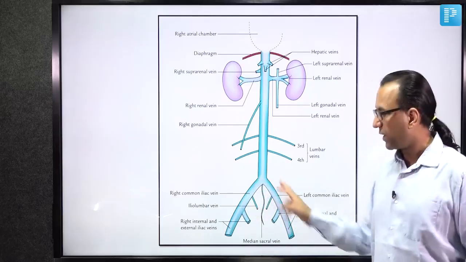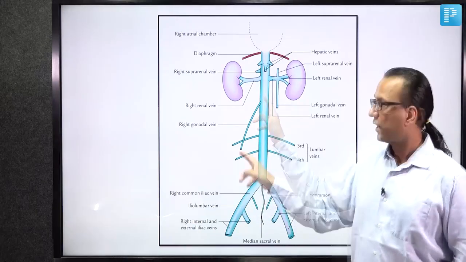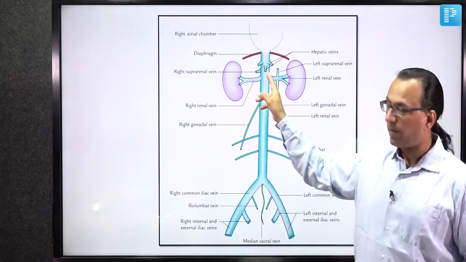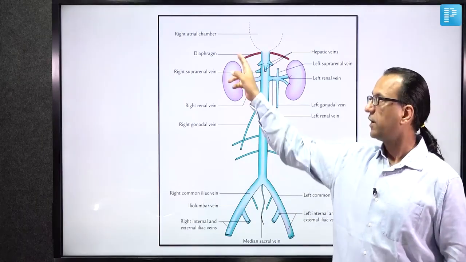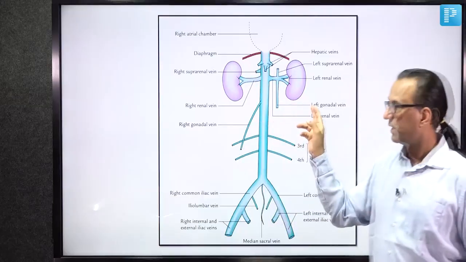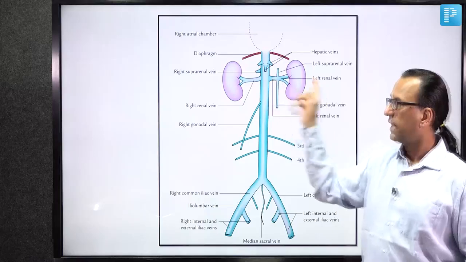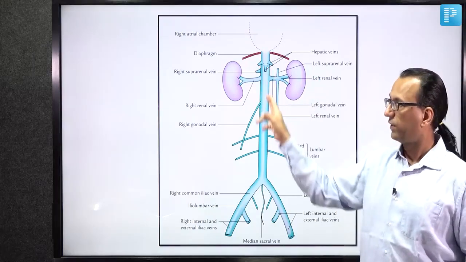But here, the two common iliac veins will be joining to form the inferior vena cava, which then receives the gonadal veins and the adrenal veins. Remember, the right gonadal vein and the right adrenal vein drain directly into the IVC, whereas on the left side, the left gonadal vein and the left adrenal vein first drain into the left renal vein, and then the left renal vein drains into the inferior vena cava.